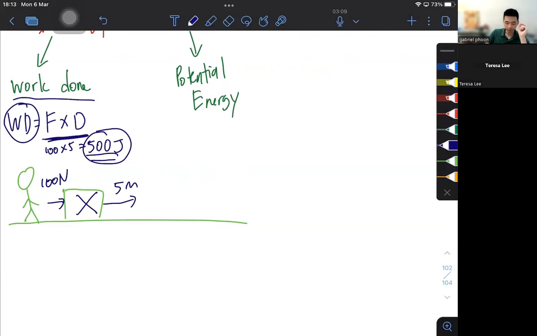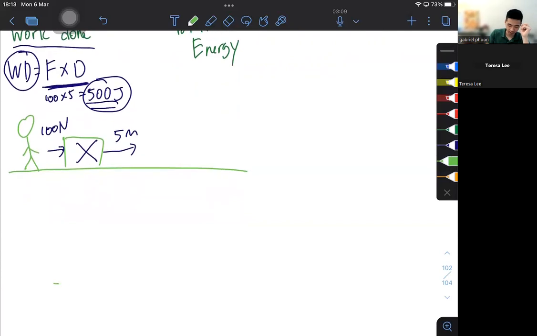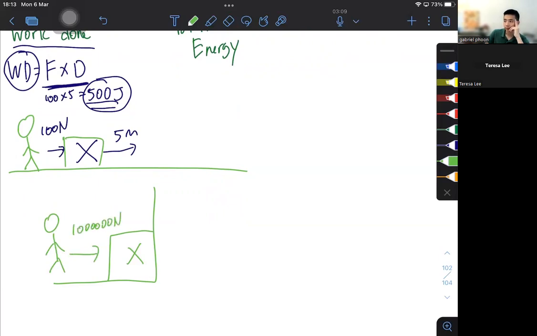Okay, now let's imagine a different scenario. Let's say this block is already against the wall. If I was standing here and I apply a force of, let's say, 1 million newtons, this is against the wall already. Do you think there will be any work done here? I'm pushing it like crazy. I'm sweating like crazy already. Is there any work done? Why not? Okay.